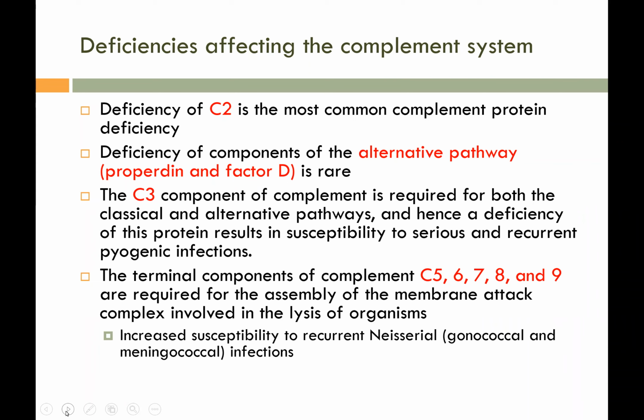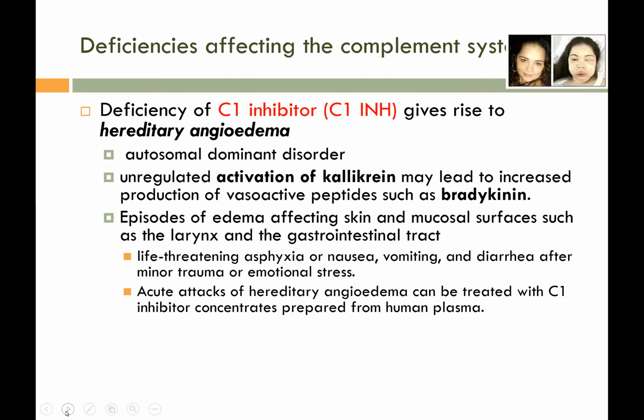The terminal components, which is on the fourth bullet, that is basically called as your membrane attack complex. You all know that the lysis or the destruction of the organism is the endpoint of that. However, if you have deficiency of these late-acting components, it is associated with increased susceptibility to Neisseria infection. Neisseria bacteria have thin cell walls, and that makes them susceptible to the lytic actions of the complement.